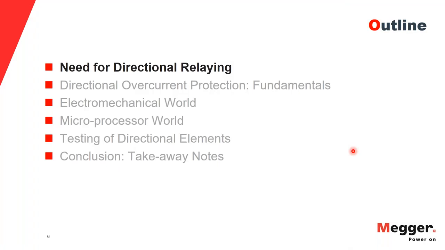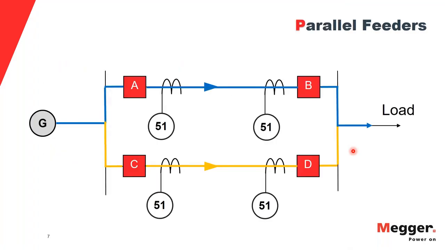Start with the need for directional relaying. Here I have an example of a parallel feeder. You can see a generator on the left side, and I have a load. I have two transmission lines, and in this case, I'm assuming the line impedances are exactly the same, and the parameters of those lines are also matching exactly. So you have breaker A, breaker B, breaker C, and breaker D, and they are protected by 51 overcurrent protection, which is your time delayed overcurrent.